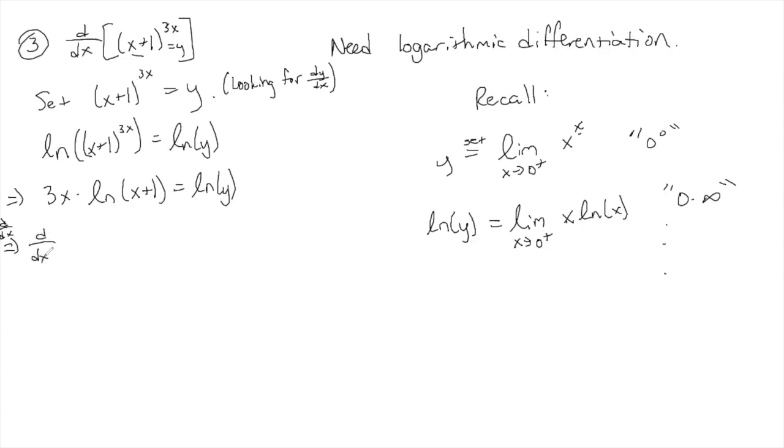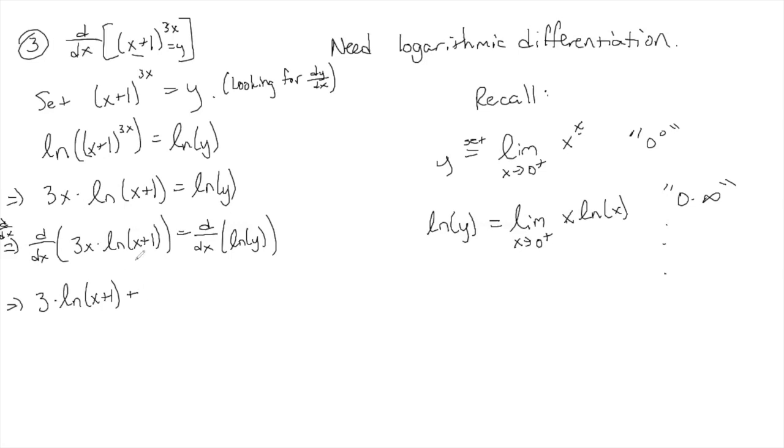I'll write this, d/dx. Right? Derivative is like any other operation. As long as I do it to both sides, I should be fine. Okay? So this gives me a product rule. All right, I can handle this. The derivative of 3x is just 3, and I'll keep the second guy the same.